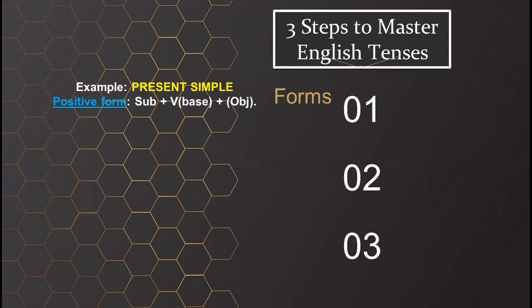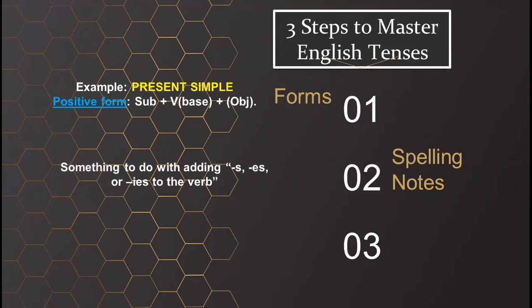Okay, so after you are very sure about how to form present simple, we can go a step further to what we call the spelling notes. What do I mean by spelling notes here? Well, technically, spelling notes here is something to do with adding s, or es, or the time when you change y to ies, right? When you use it with the subject in present simple. The subject here I refer to is the singular subject, okay? He, she, it, for example, right? So all of this stuff is discussed in the spelling notes, okay?